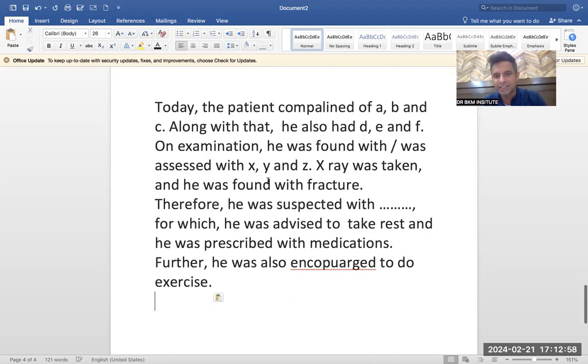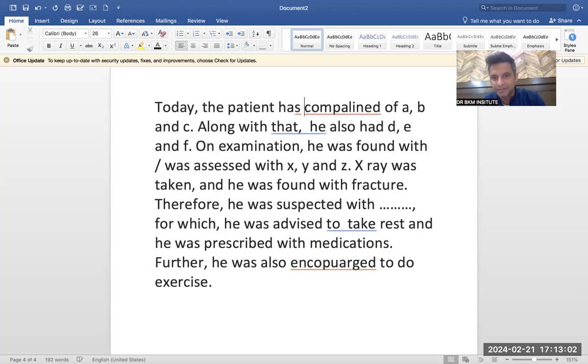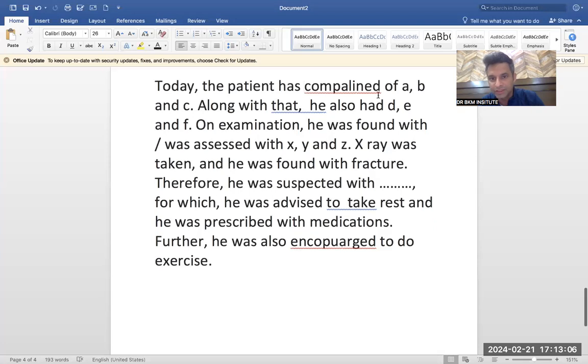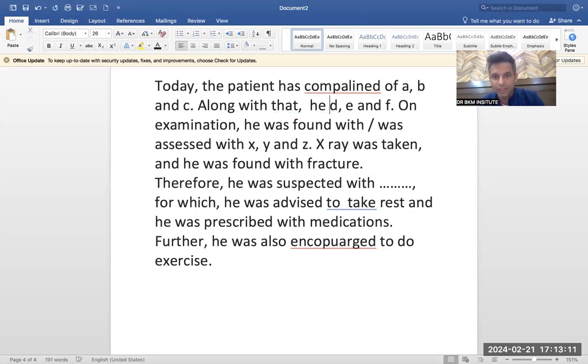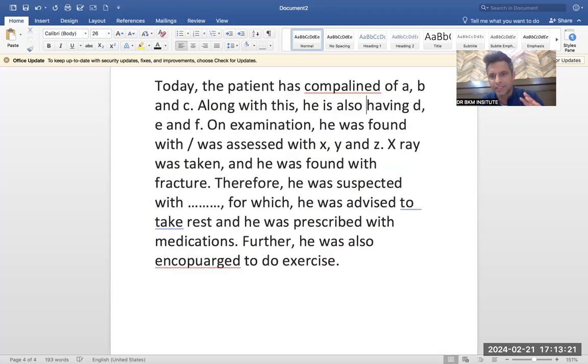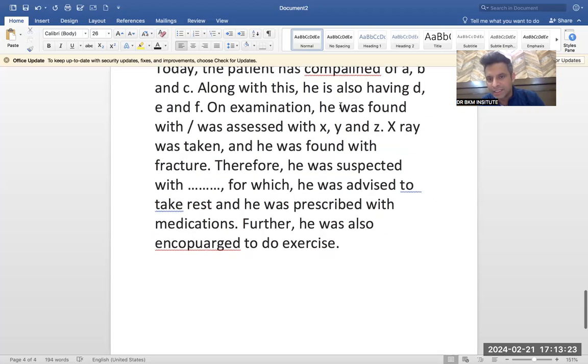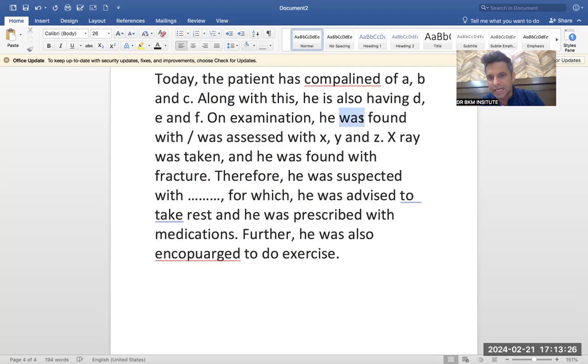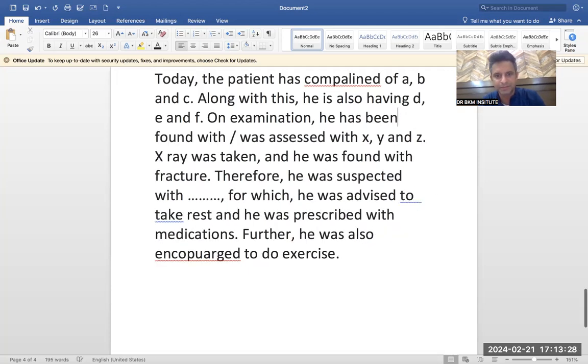So the only thing that changes is complained becomes has complained. It becomes present perfect. Today the patient has complained of this. Also, along with that, he is also having this thing in the present way. He is having, means nothing changes. Was having is converted to is having. He is also having this thing. The end. And this passive voice, was, becomes has been at every place.